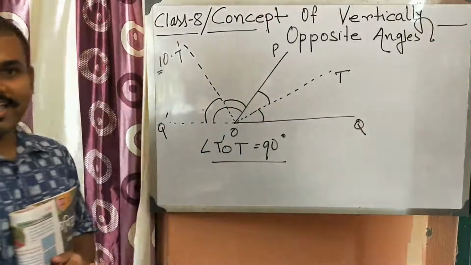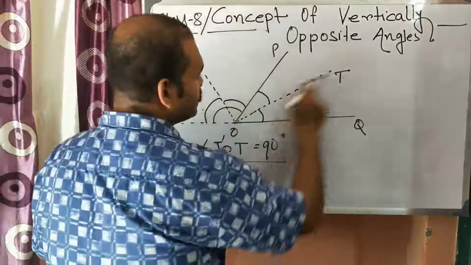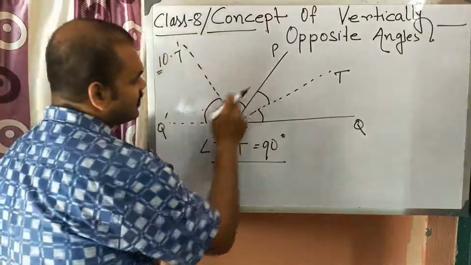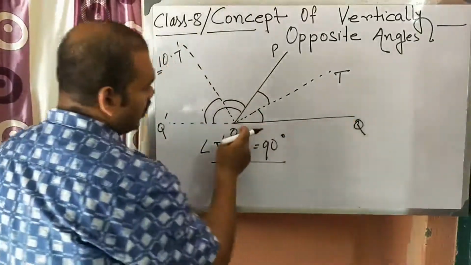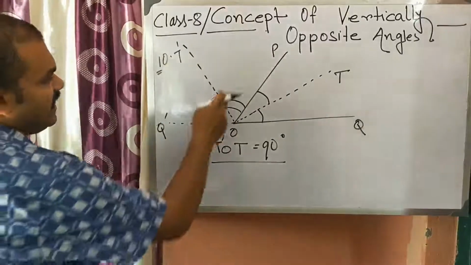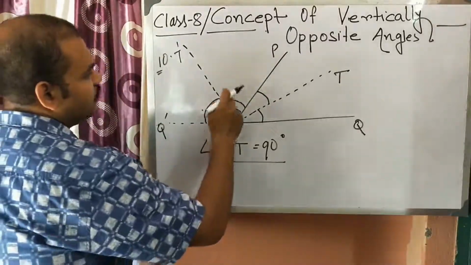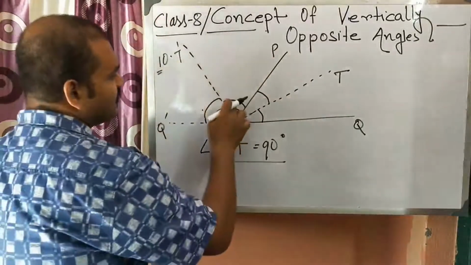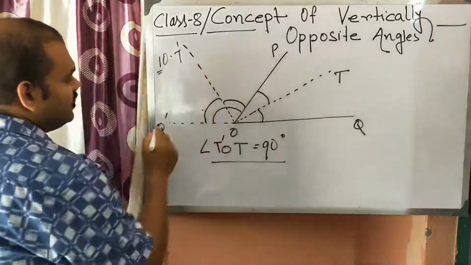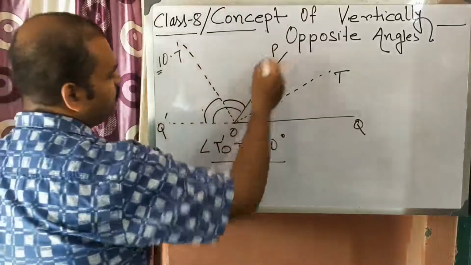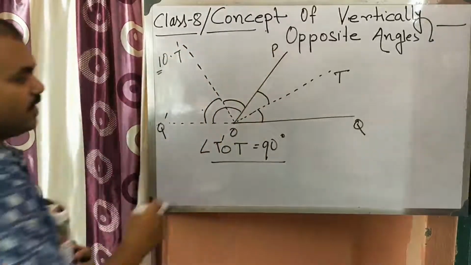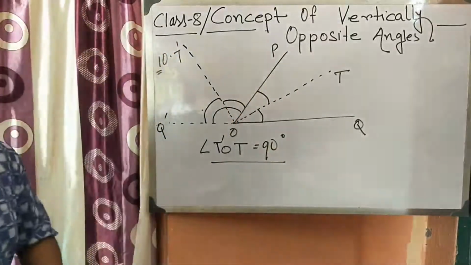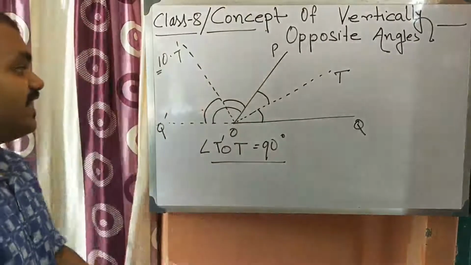POQ is one angle, so the internal bisector is OT and the external bisector is OT prime. If we extend O to Q prime, then the external angle formed is POQ prime. It is the bisector, so Q prime OT prime is equal to POT prime. Now we need to prove T prime OT is equal to 90 degrees. Then how will you prove that? It is very easy to prove.